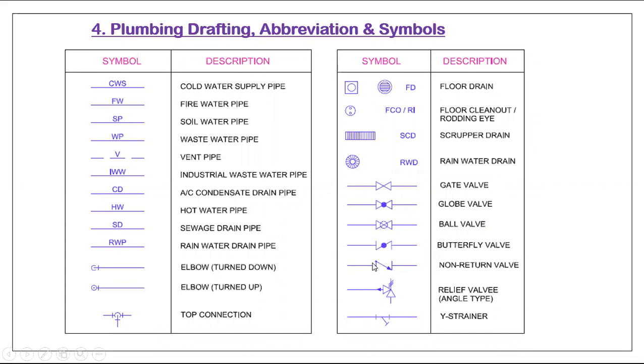Non-return valve: you have to show the direction of flow, where the water is going from one to two. Relief valve, angle type relief valve, you show like that only. From the bottom, water or fuel or some other gases are coming. The relief valve at the top, at 90 degrees, suddenly relieves.